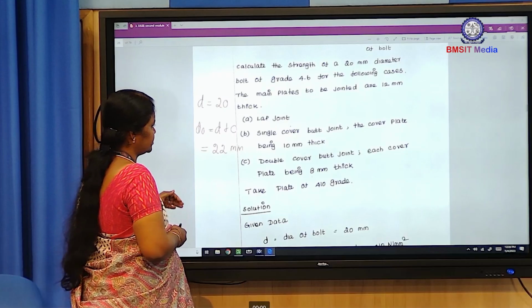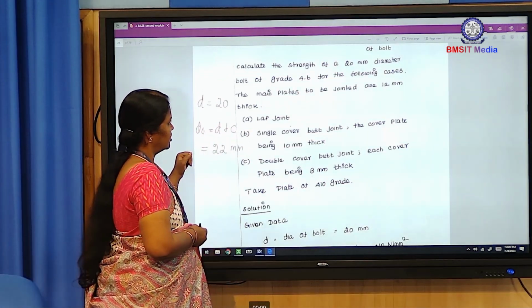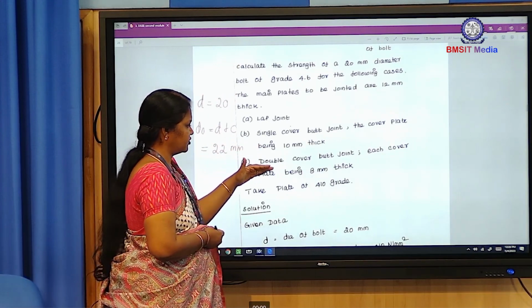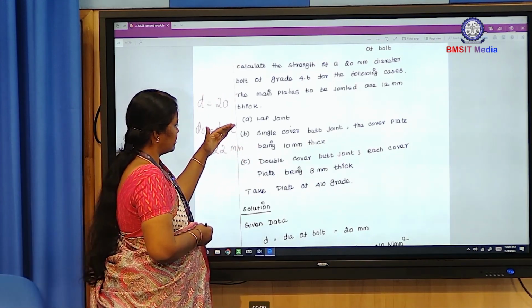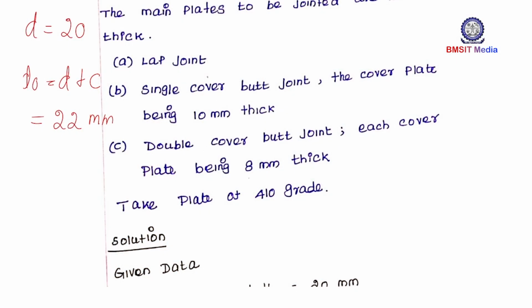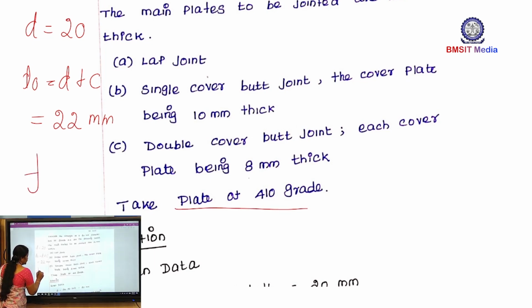So now coming to the question: for the lap joint, what is the strength, and for the single cover butt joint and double cover butt joint. In all three cases we have to find the strength of one bolt. Take the plate of grade 410, which is the plate strength. Using this data we can find FU, the ultimate tensile strength of the plate, which is 410 megapascal, otherwise 410 Newton per mm square.